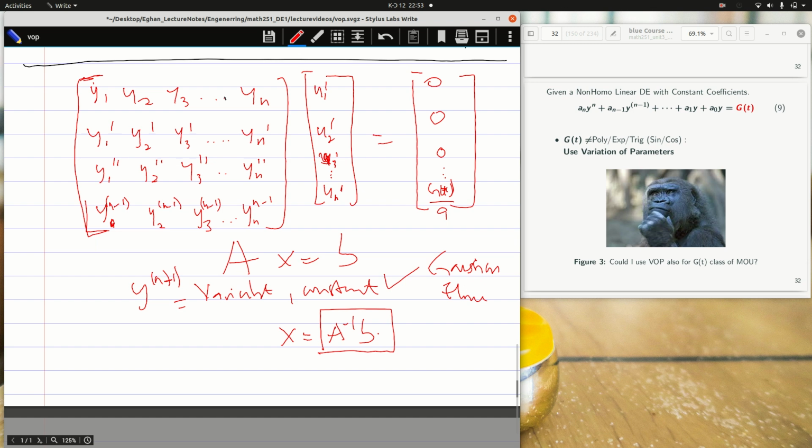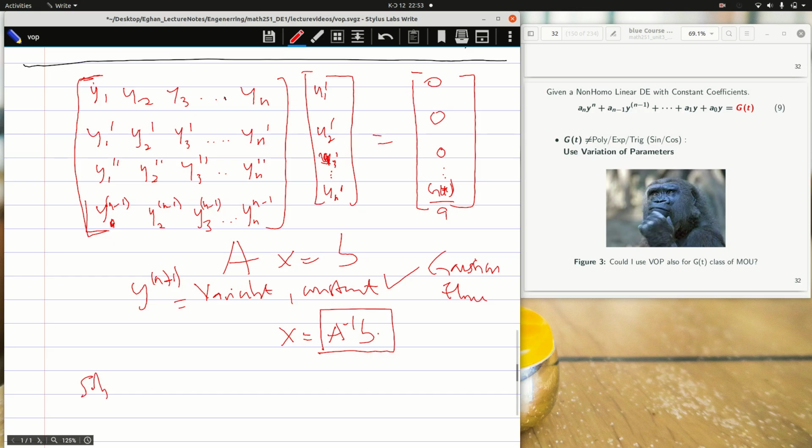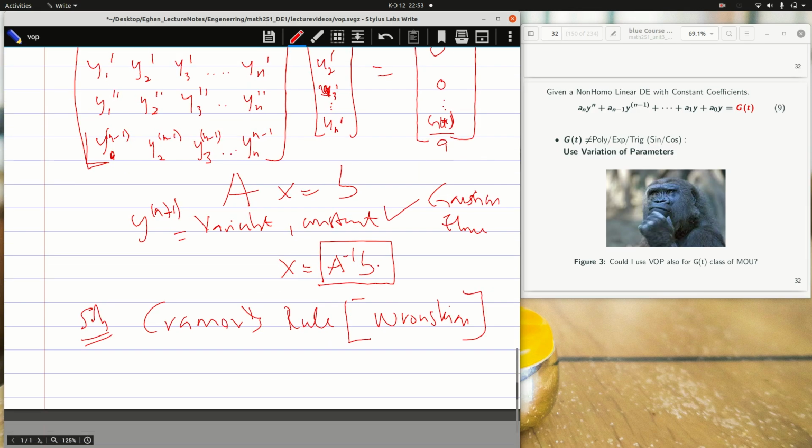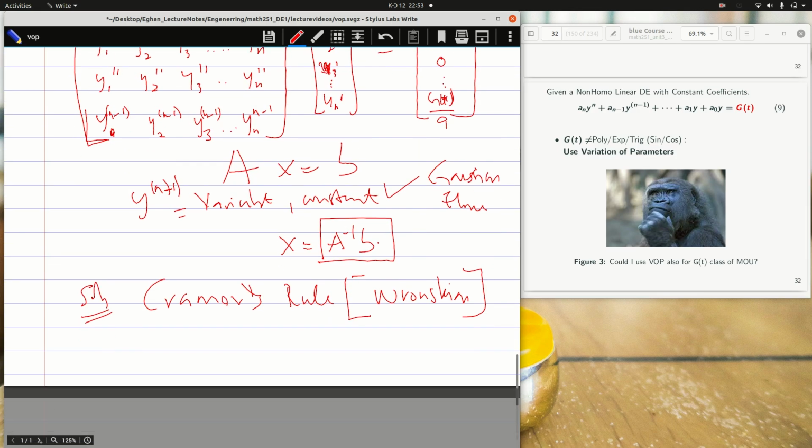So we go ahead and use the solution method called Cramer's rule. If you immediately hear of Cramer's rule, you know what comes to mind: the Wronskian. In this session, I'm not going to go through how to use Cramer's rule, but let's see how I could easily write out my system without any headache. So I'll go to the next page here.